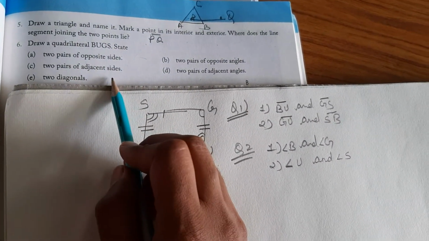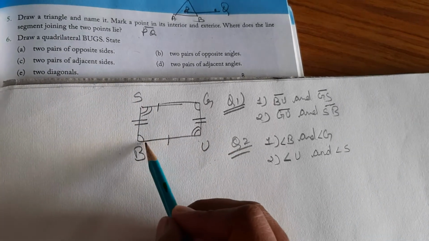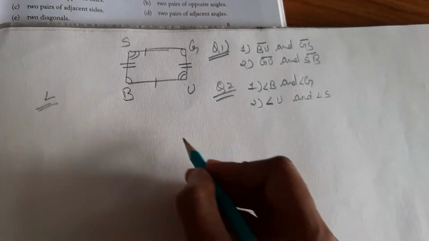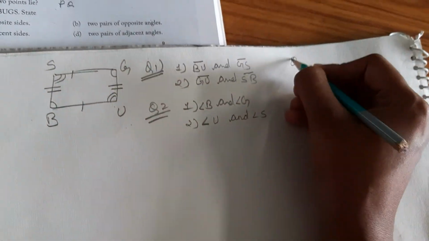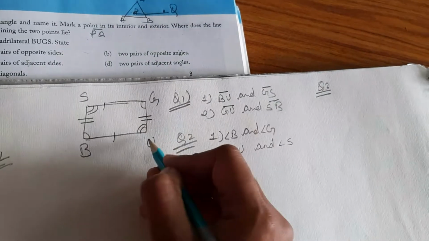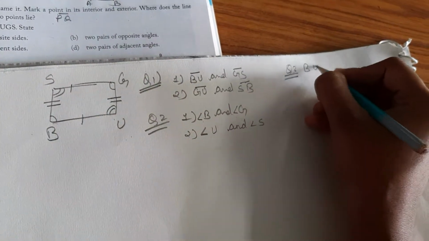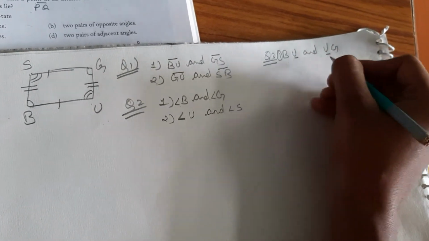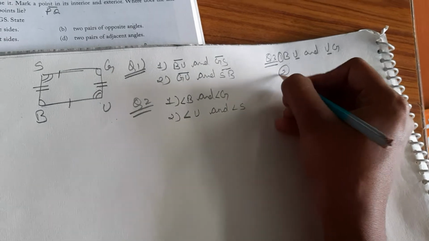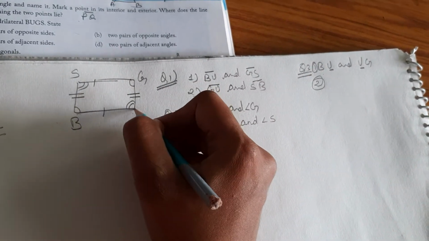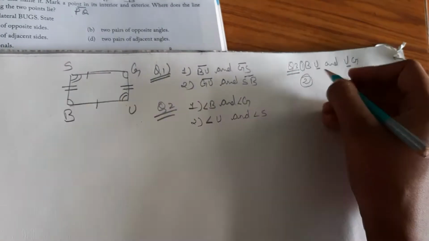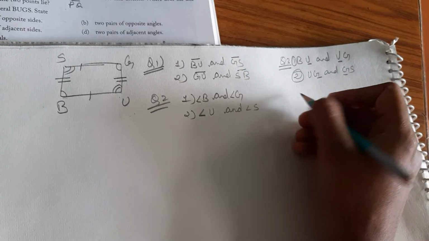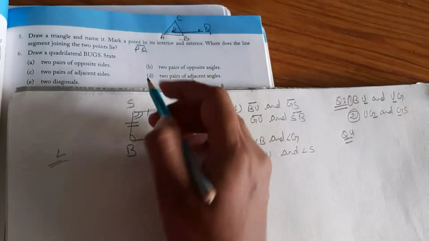Now question number 3. Two pairs of adjacent sides we want to write. So L shape. I already told you, remember adjacent sides through the L shape. So how can you write the question number 3 answer? BU and UG. BU and UG. In between them there is always one common point. So here the common point is U. For the second pair we write G. From G you can write UG and GS. UG and GS. Here the common point is G. Okay, now adjacent sides are understood.